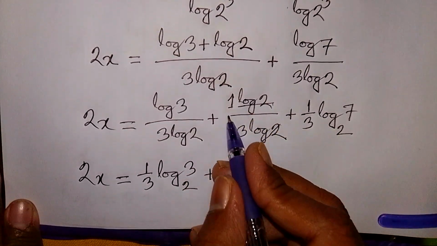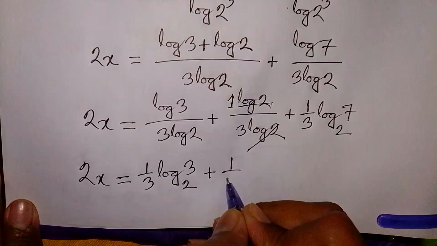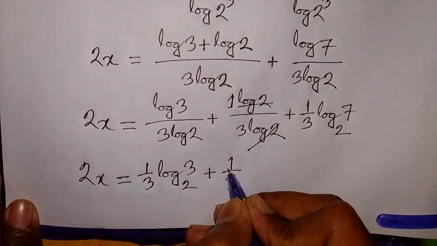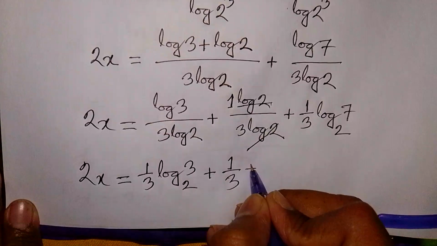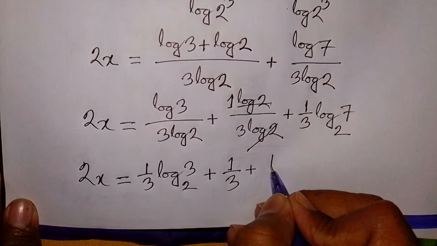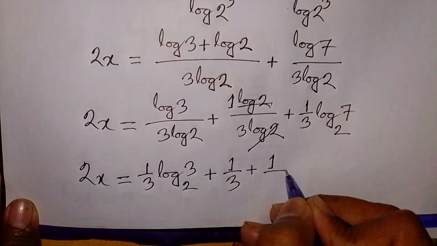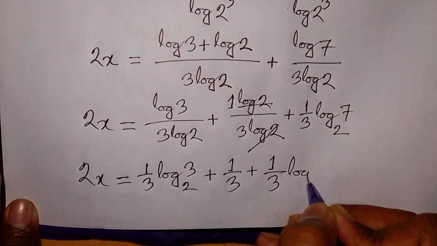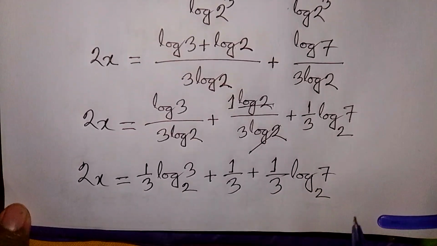here, 1 over 3 plus 1 by 3 log 7 base 2.